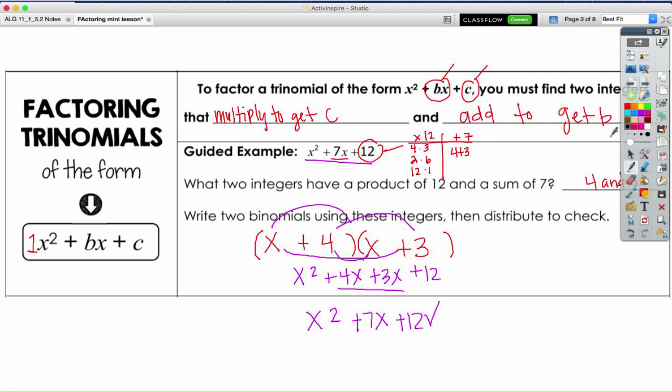The answer to the actual problem, though, are the factors themselves, because that is what we're trying to accomplish, is figure out what factors multiplied by. So this is the solution, those two factors. This was me checking to see if my solution was correct.